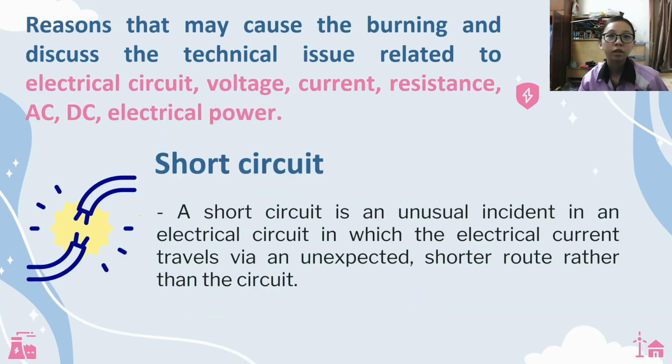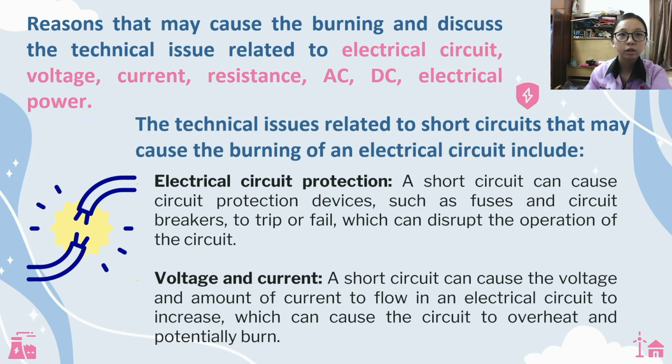Reasons that may cause burning: short circuit. A short circuit is an unusual incident in an electrical circuit in which the electrical current travels via an unexpected shorter route rather than the circuit. The technical issues related to short circuit that may cause the burning of an electrical circuit include electrical circuit protection. A short circuit can cause circuit protection devices such as fuses and circuit breakers to trip or fail, which can disrupt the operation of the circuit.